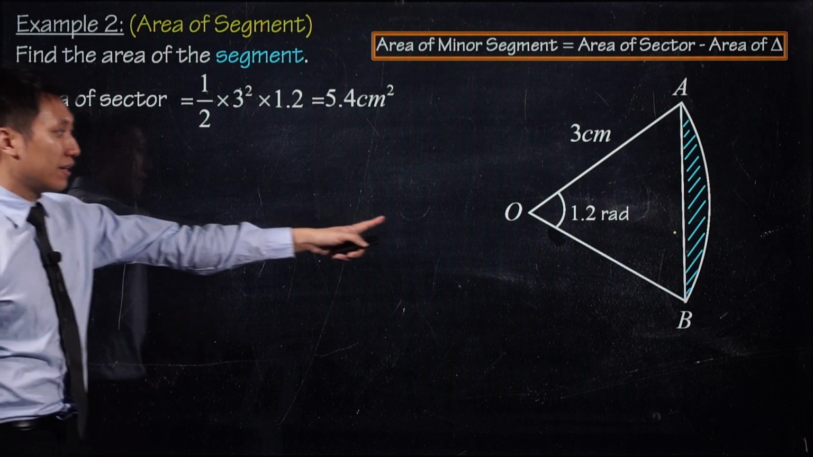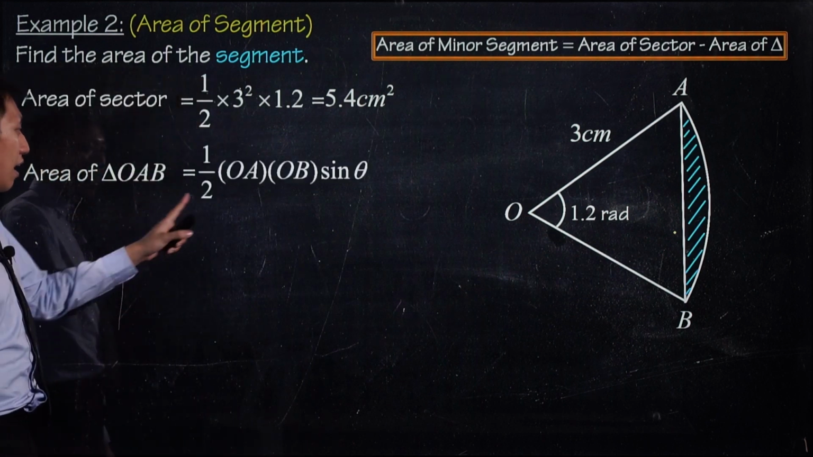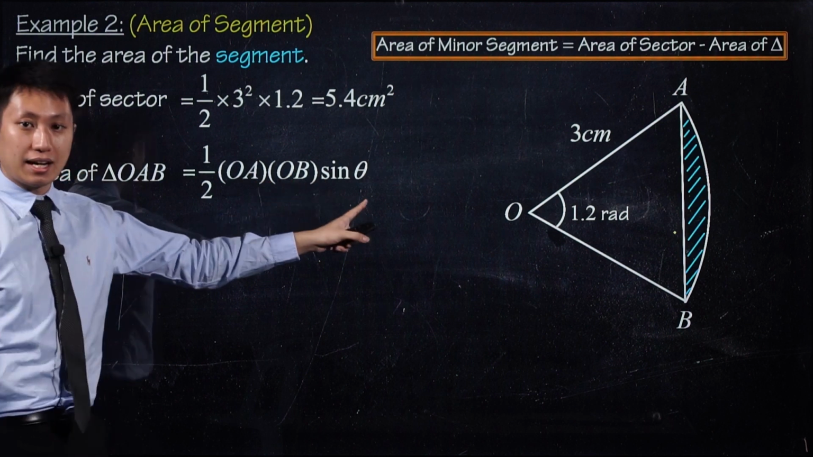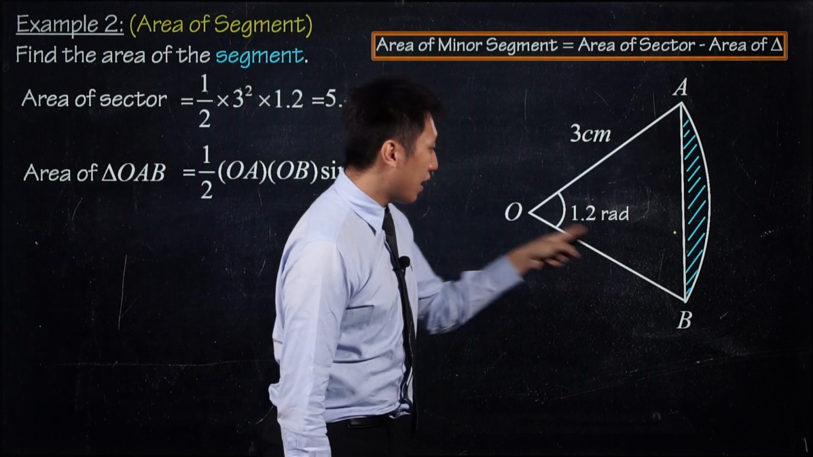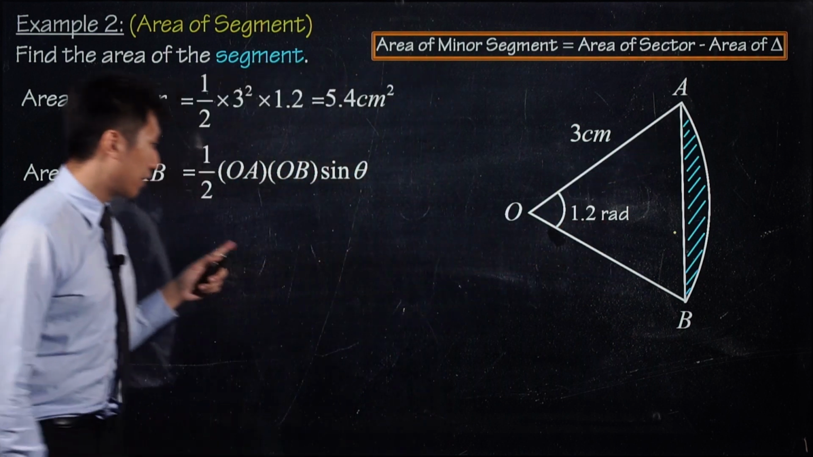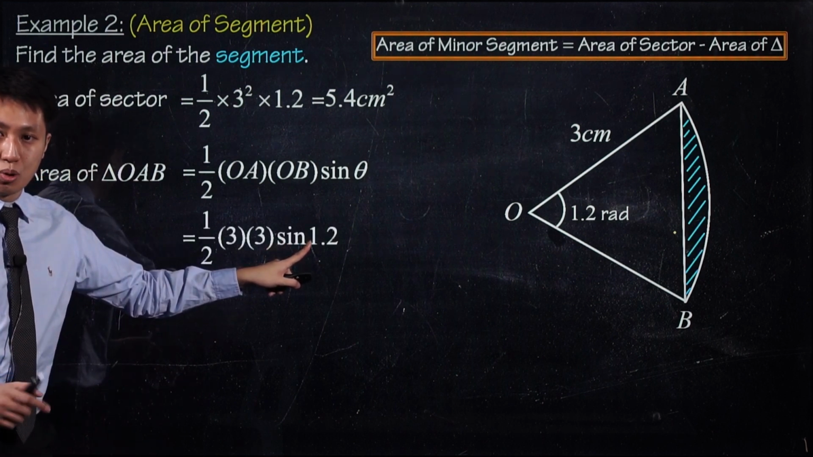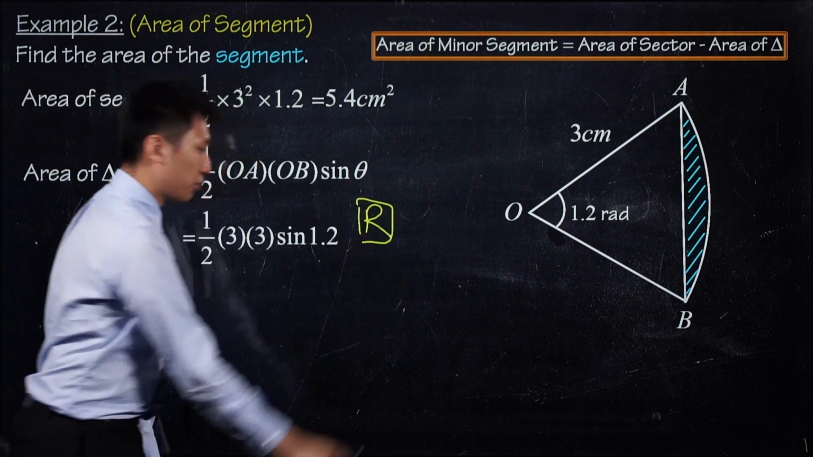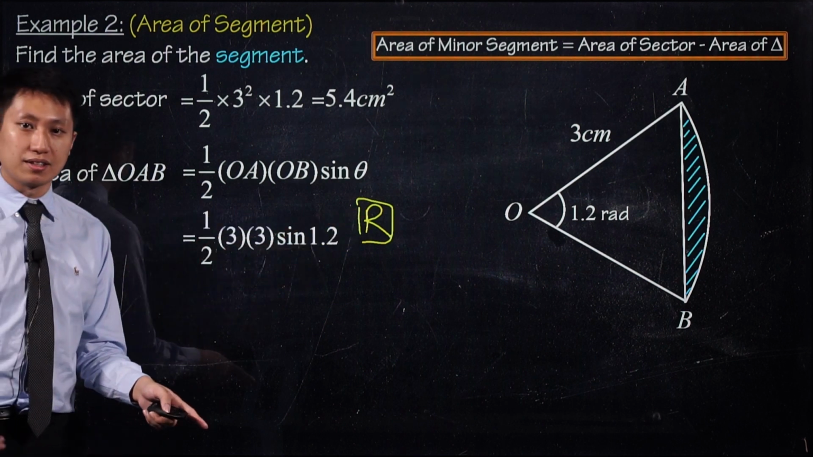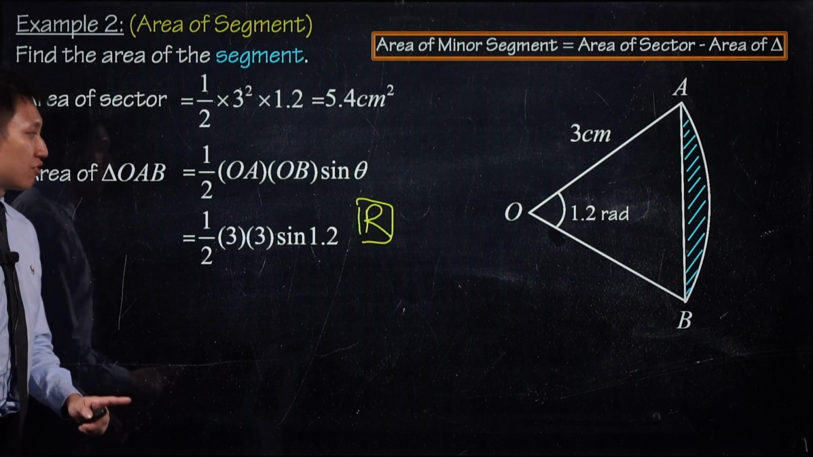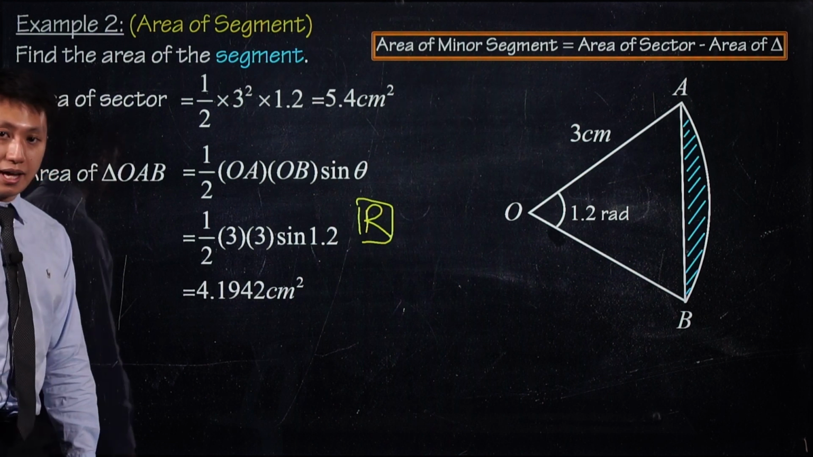Next I need to find the area of this triangle. So for triangle OAB, I do half OA OB sine theta. I just do a revision by writing this one for you. You see, these two sides have an included angle. I get half times 3 times 3 sine 1.2. 1.2 is in radians. Make sure your mode is R. Make sure your mode is R, and do sine 1.2. If your mode is D, you get a completely different answer, and your answer is completely wrong. It's wrong by a lot. So you get the answer 4.1942 cm squared.